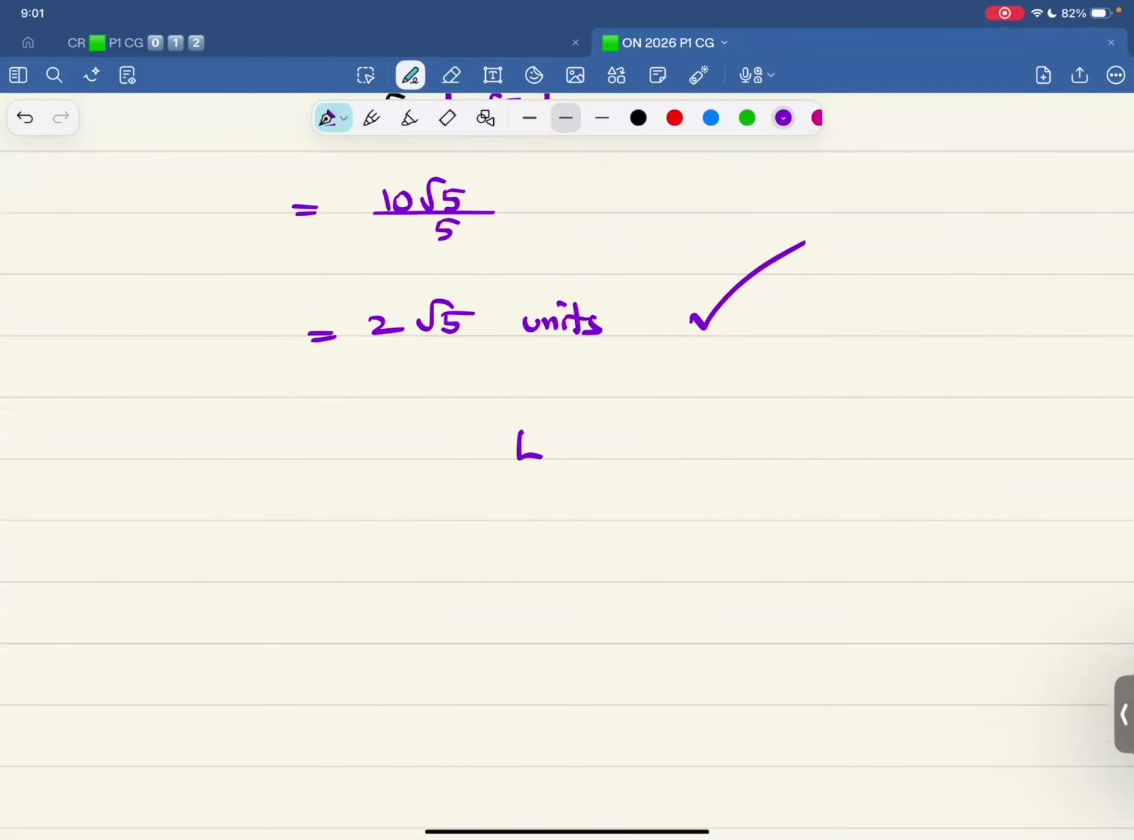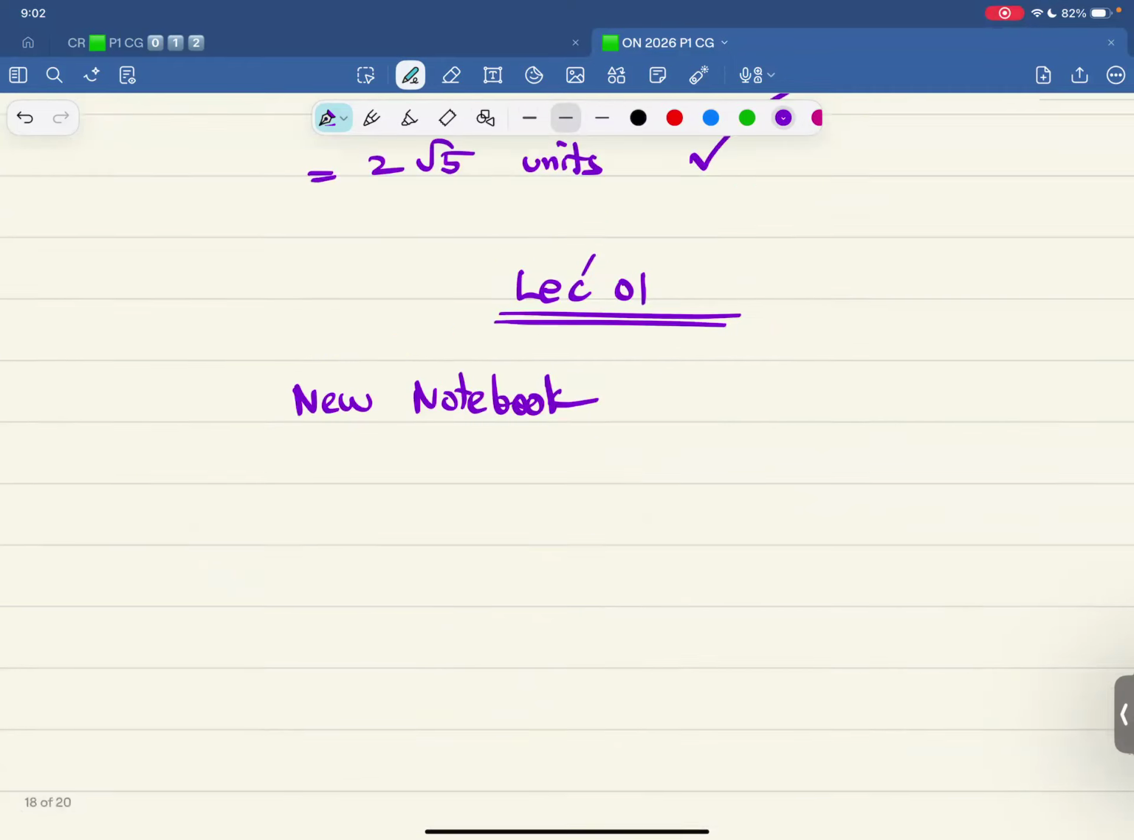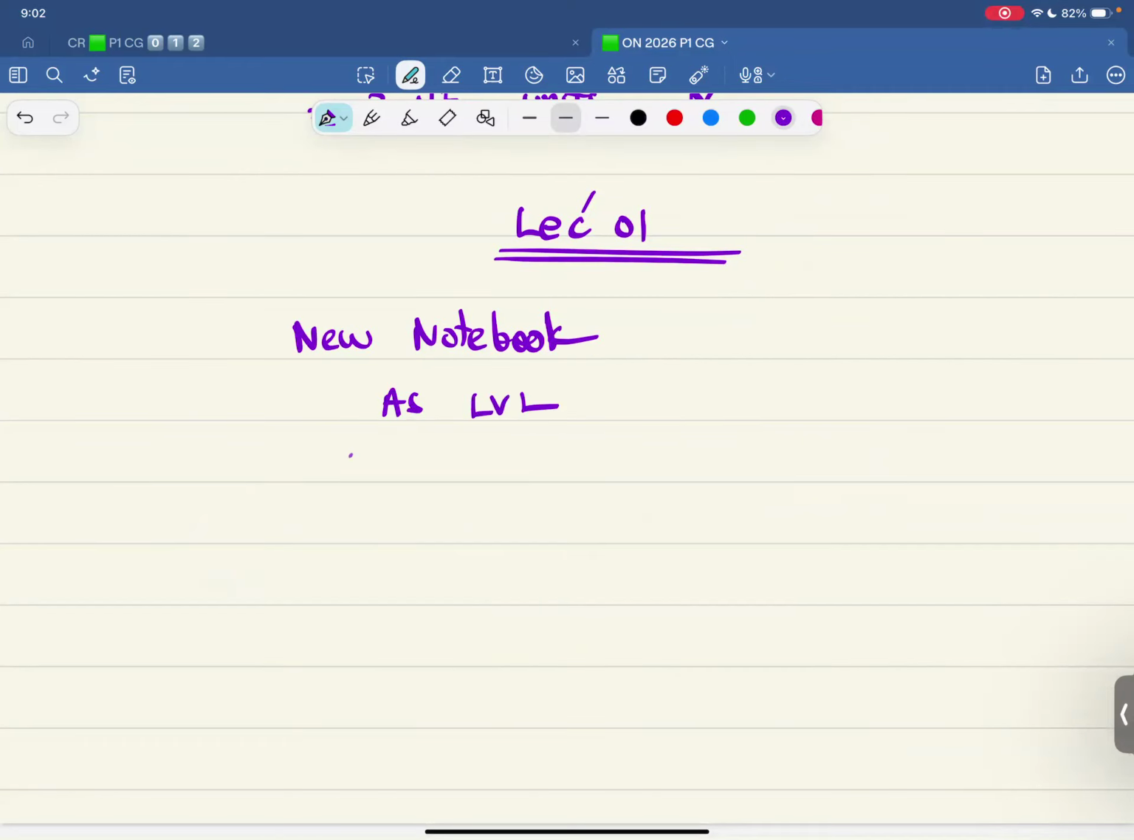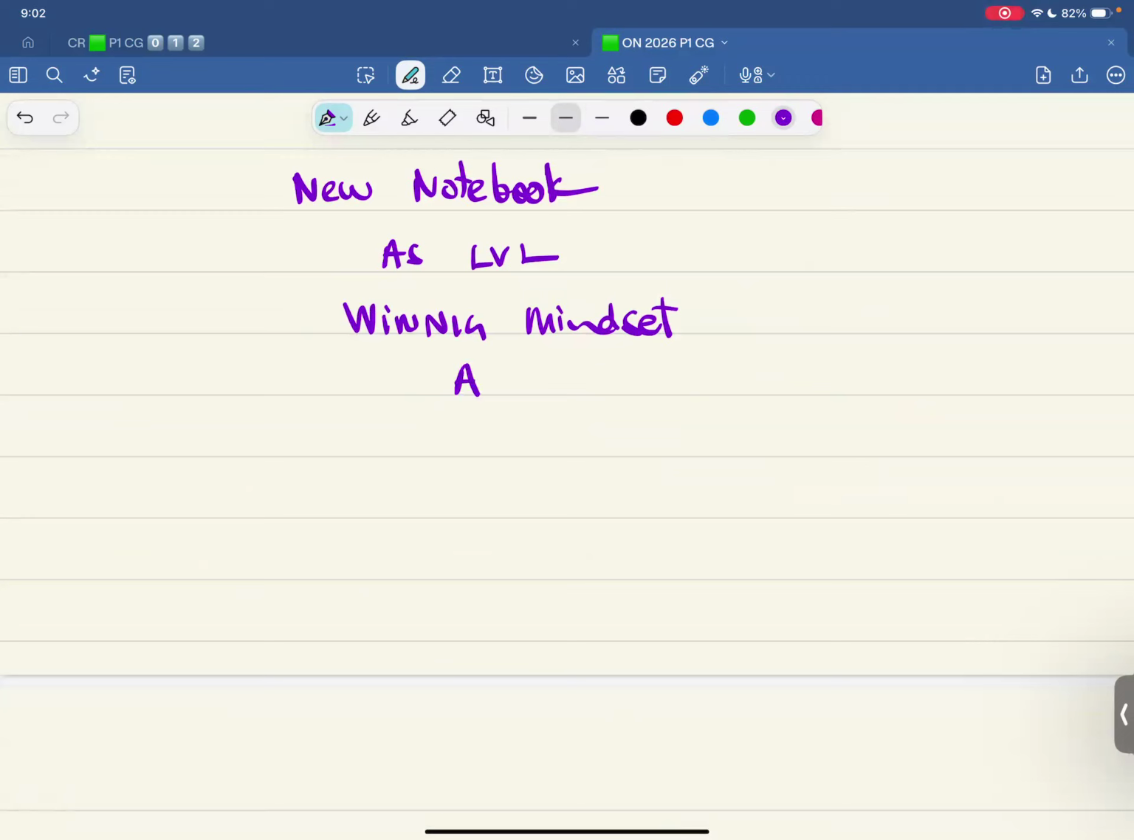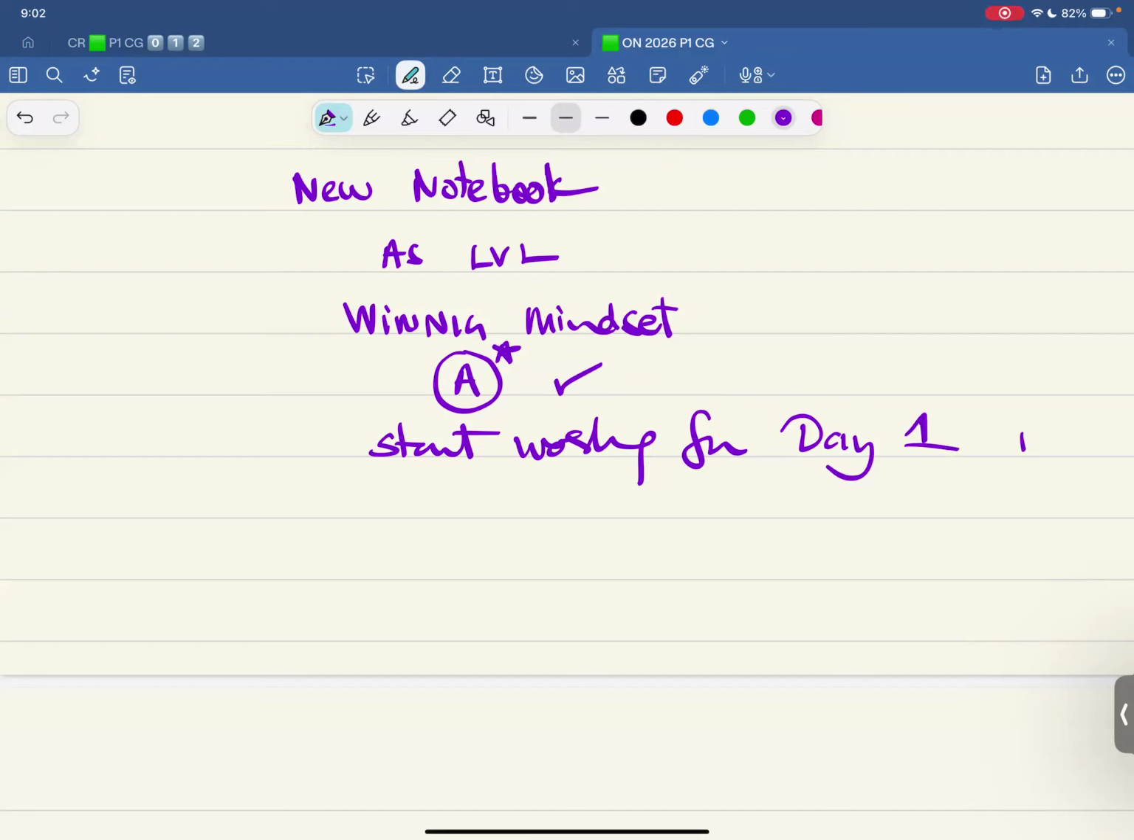So that's where I'll stop lecture number 1. Make a new notebook, a new beginning of AS level maths, with a winning mindset that yes, I can do it, I can achieve an A. There is no A star in AS level, only an A star in A2 overall. Yes, that is the mindset, and I have to start working from day 1. So this is day 1. Let's get started. See you in the next class.